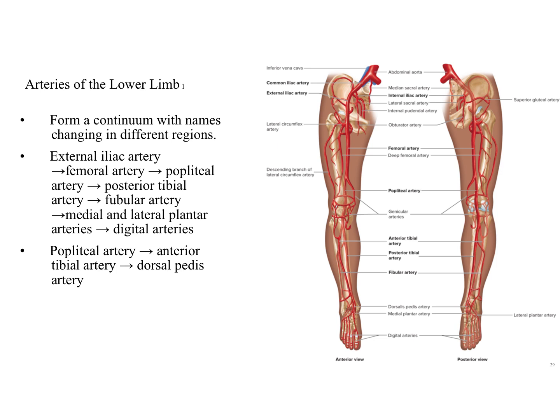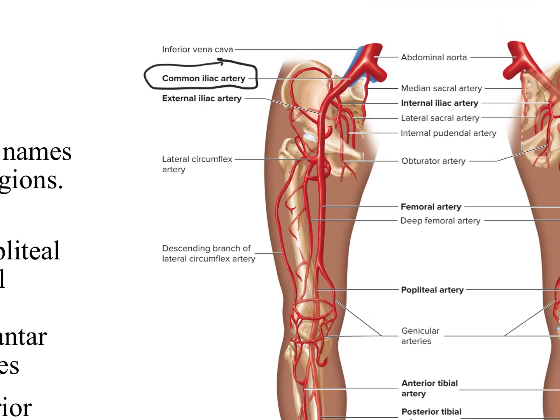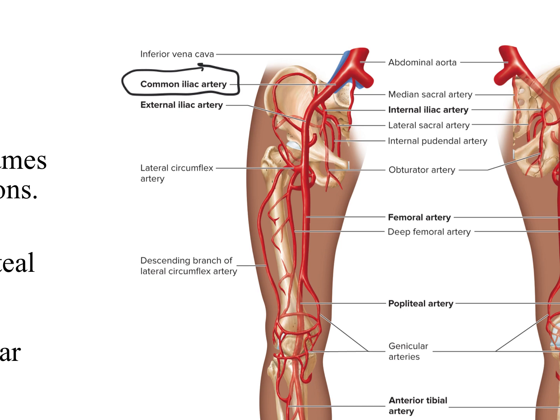Now let's look at the arteries of the lower limb. So we said that the common iliac artery, which we see right here, gives off a couple of main branches, the internal iliac artery and then the external iliac artery. And the external iliac artery goes through the inguinal ligament, which we see right here. And once it pierces through that, it then becomes the femoral artery.